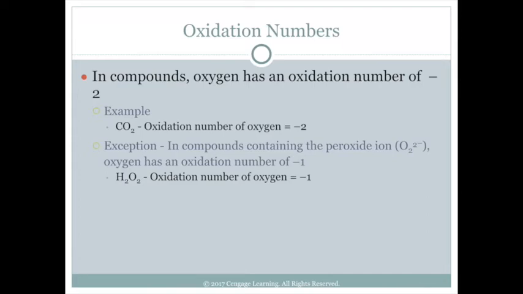Okay, oxygen has an oxidation number of -2, except when it's in the peroxide ion, then it has an oxidation number of -1. So we don't see the peroxide ion a whole lot. So usually oxygen has an oxidation number of -2.